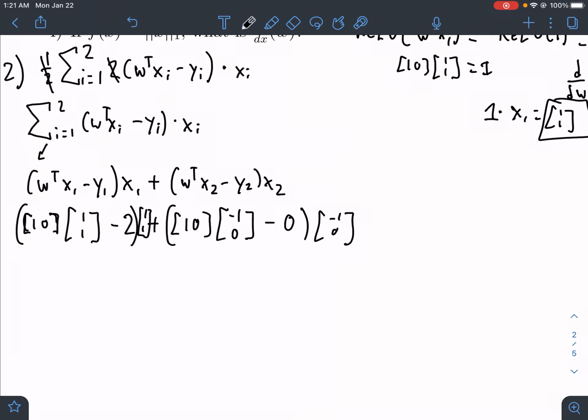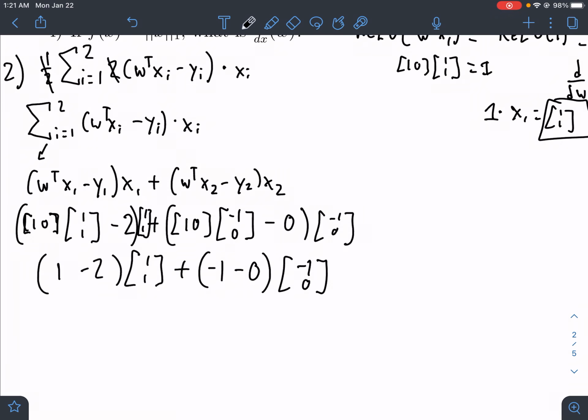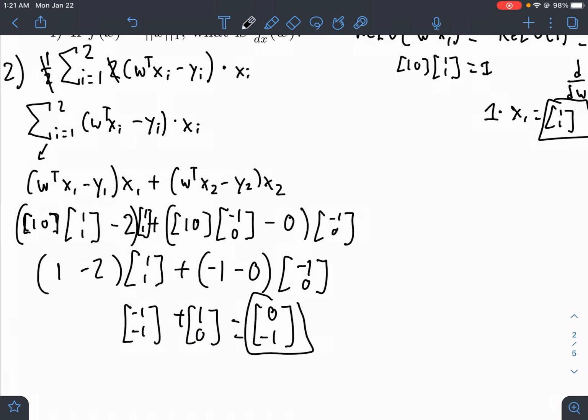Okay, so we do this out. You get 1 minus 2 times 1, 1 plus, this will get us negative 1 minus 0 times negative 1, 0. So we get plus 1, 0, negative 1, negative 1. And that gives us our answer, 0, negative 1. That's our answer to part 2.